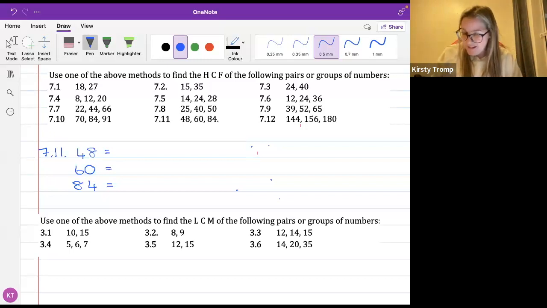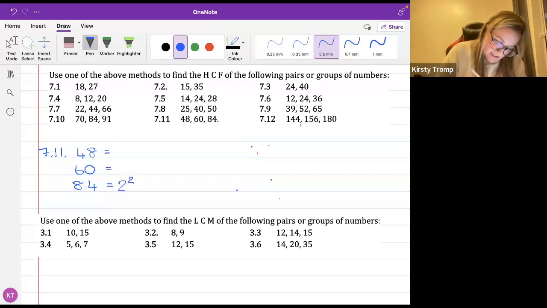I got 2 to the power 2, multiplied by 3, multiplied by 7. Well done. Thank you so much. And thank you for teaching me how to say your name. Okay.